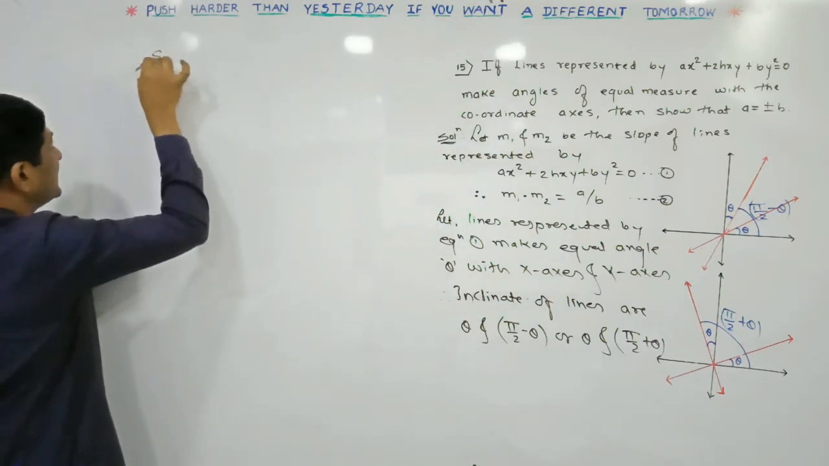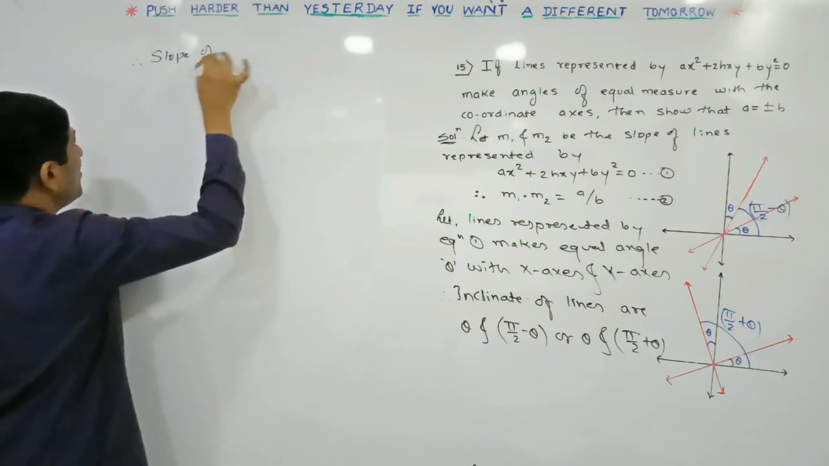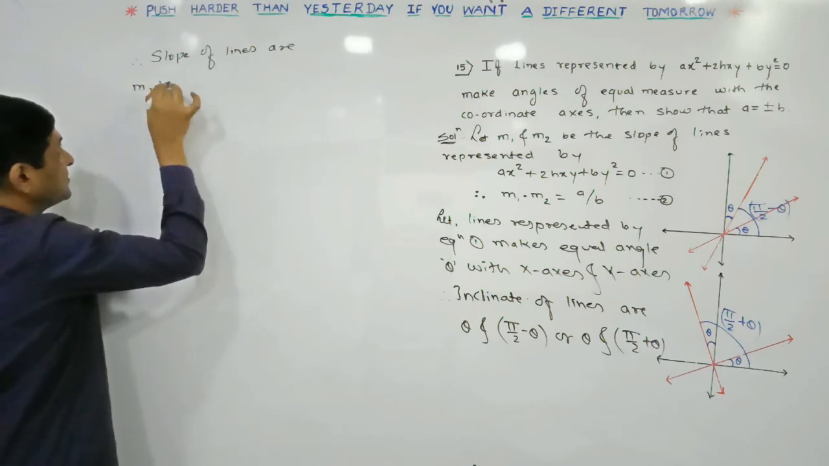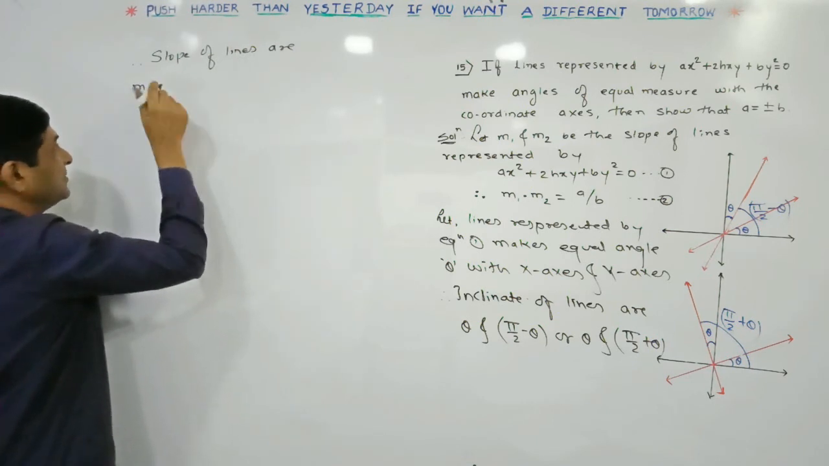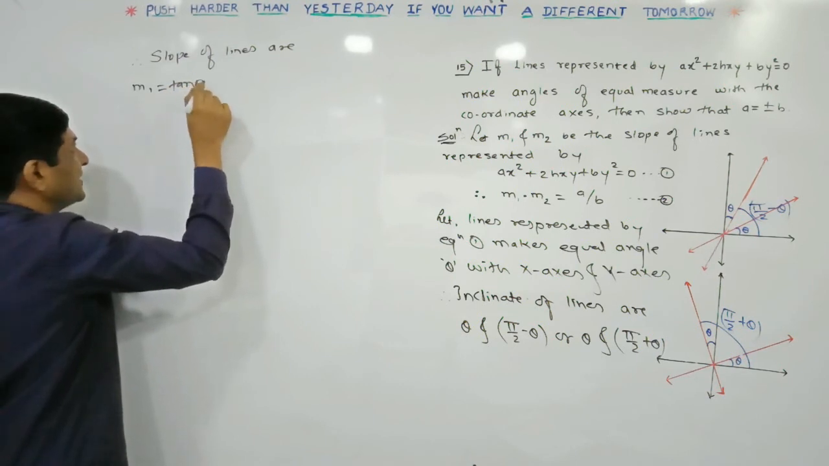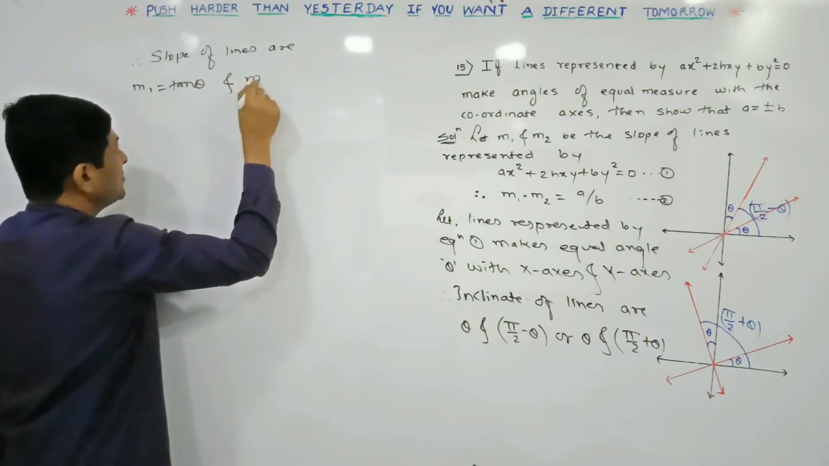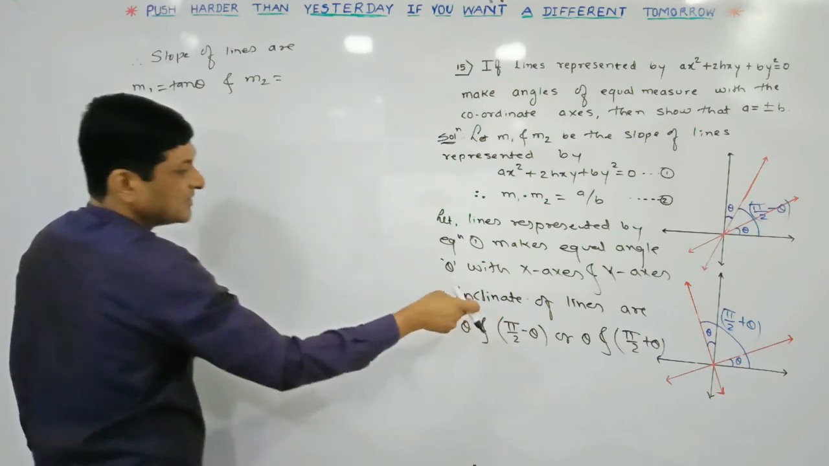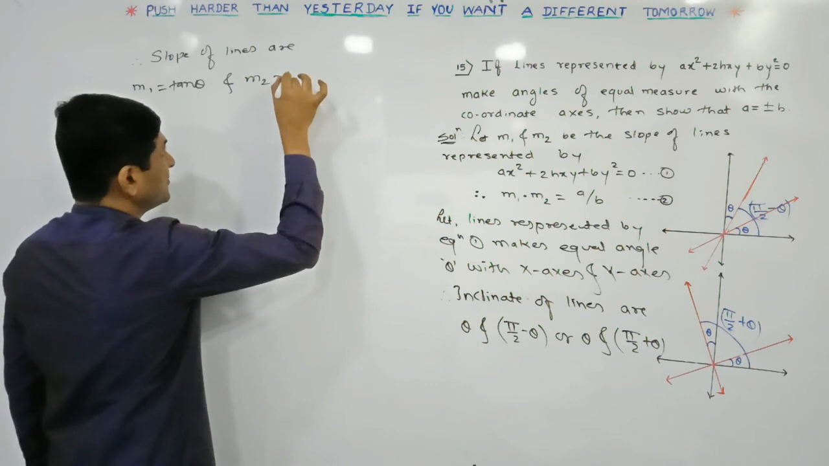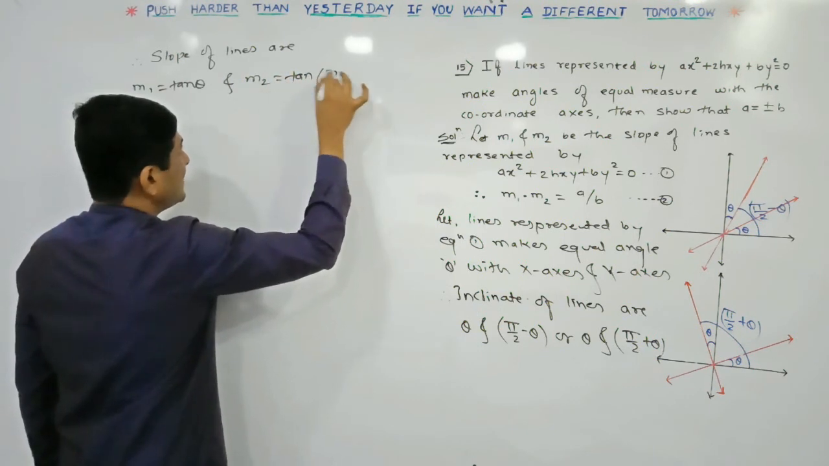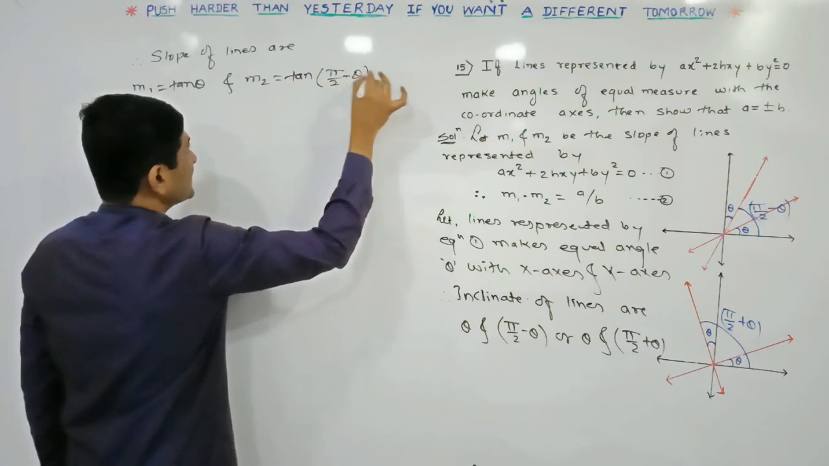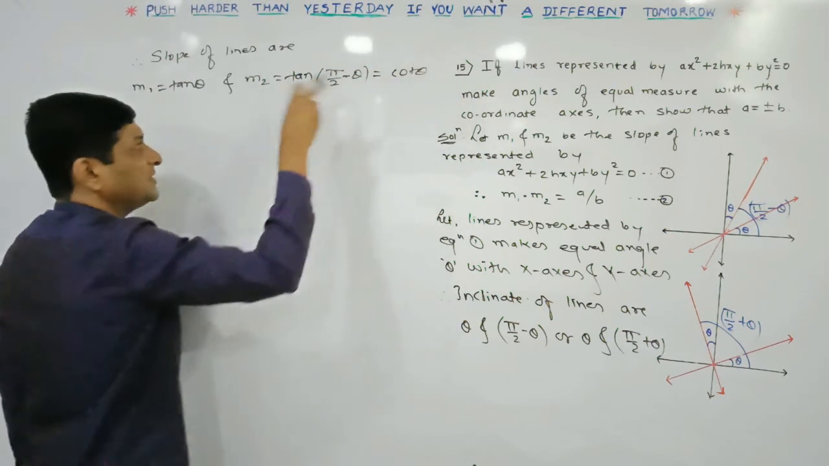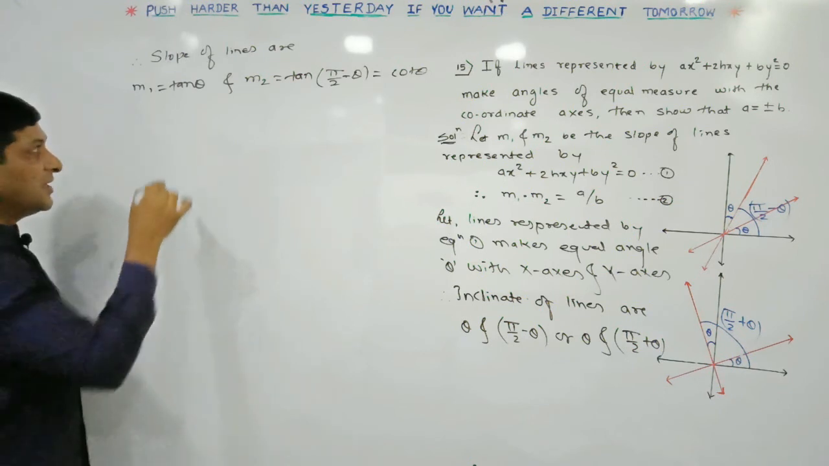Therefore, the slopes of the lines are: m1 is equal to tan theta, because theta is the inclination of the first line, and m2 is the slope for the inclination of the second line. What is the inclination here? Pi by 2 minus theta, so its slope will be tan of pi by 2 minus theta, which is equal to cot theta. In this way we have got the slopes of both the lines.